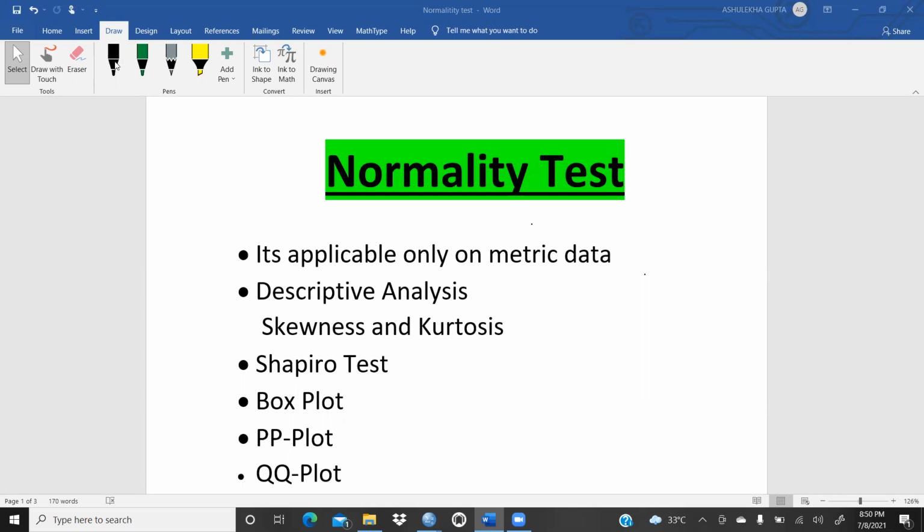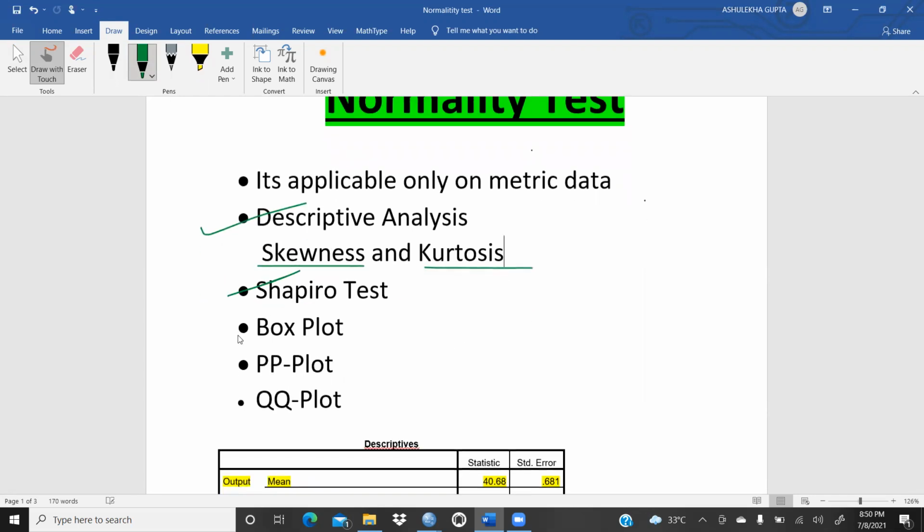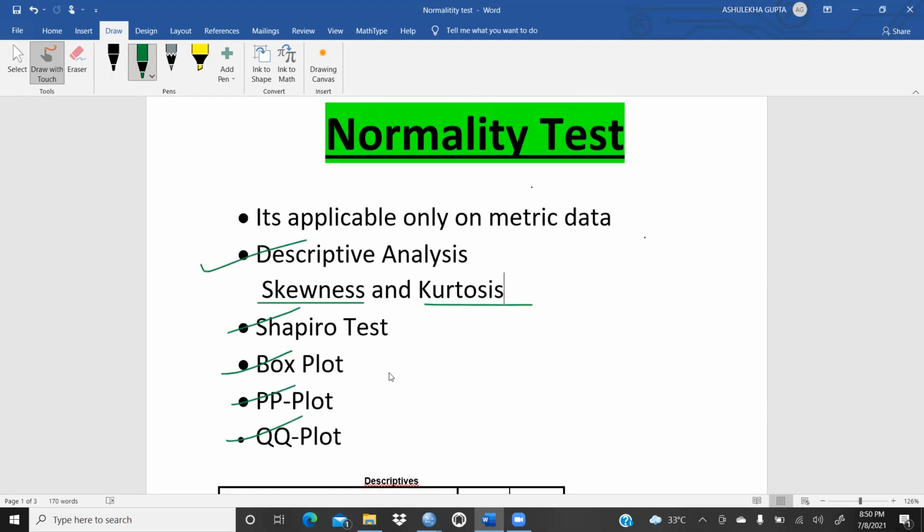There are a number of ways through which we can check normality. Number one, descriptive analysis: we have to check skewness and kurtosis values. Then the Shapiro test, box plot, PP plot, and QQ plot. One by one, till the end of this video, we will check normality by each and every method. So let's go to our SPSS file.